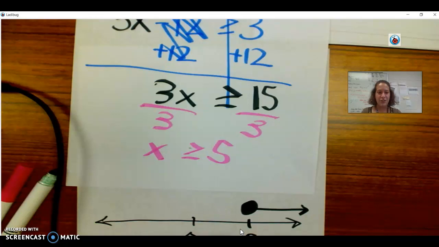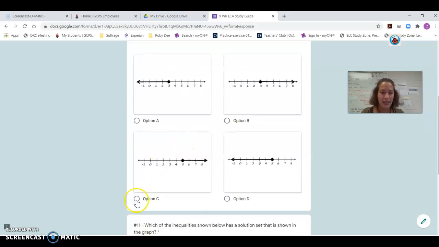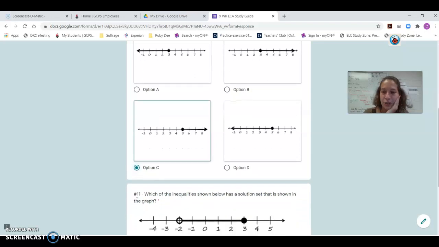So we're looking for the answer choice that has a closed circle on 5, arrow pointing to the right. And I see that right here, option C. Just be careful when you're doing your test. Make sure you choose the right arrow.